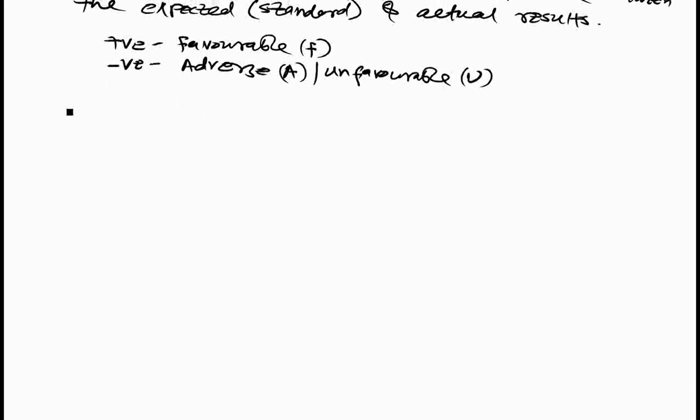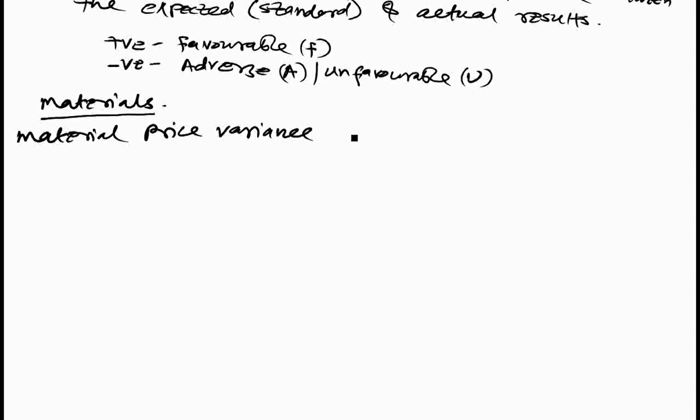So let's begin with materials. Under materials, we have a variance known as material price variance, abbreviated as MPV. Now, material price variance, as the term suggests, is a variance which occurs due to a difference in price. That is where the actual price is different from the standard, or rather the budgeted price.